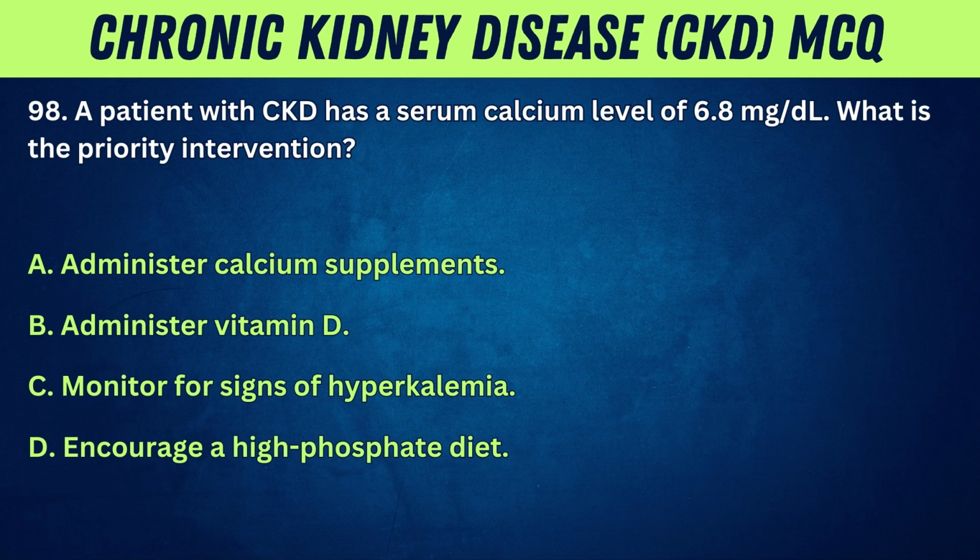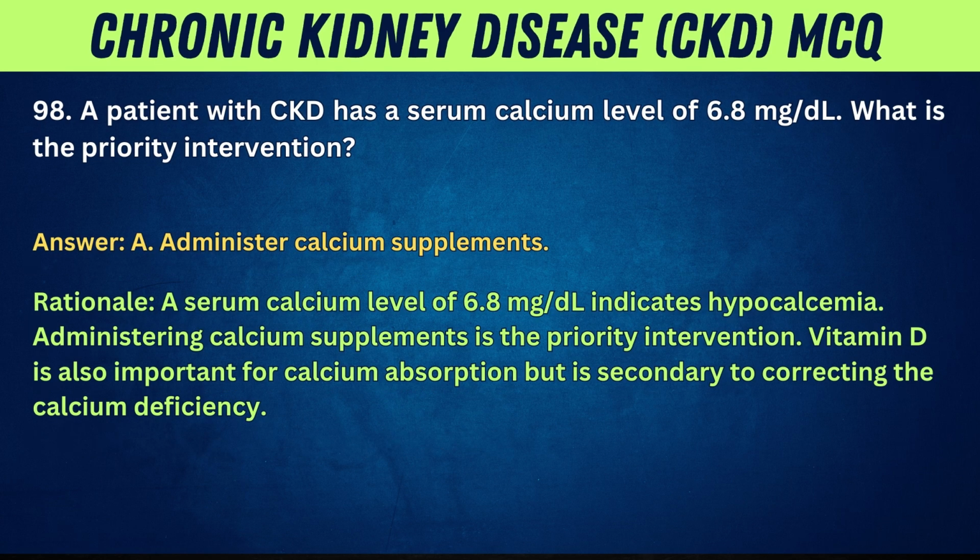98. A patient with CKD has a serum calcium level of 6.8 milligrams per deciliter. What is the priority intervention? A. Administer calcium supplements. B. Administer vitamin D. C. Monitor for signs of hyperkalemia. D. Encourage a high-phosphate diet. Answer: A. Administer calcium supplements.